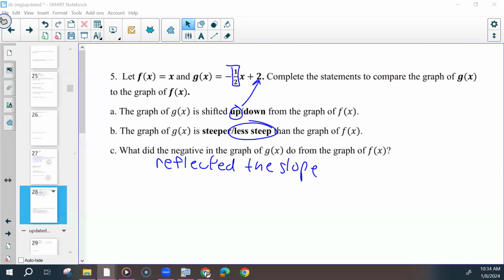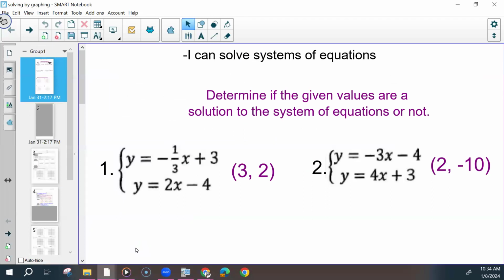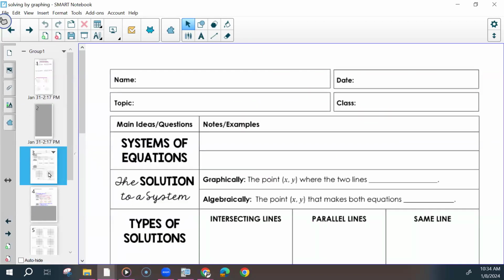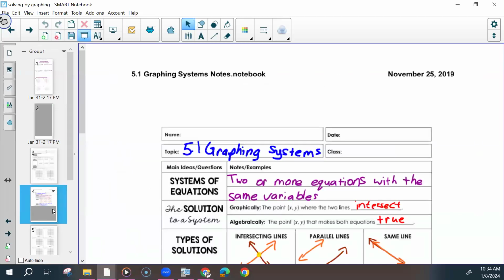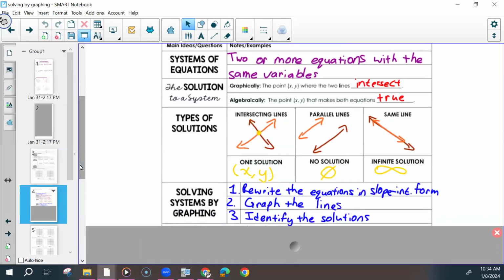We are doing more linear things. Today we're starting systems. So let's talk about some definitions. I'm going to have you write this down. Systems of equations are 2 or more equations with the same variables. So previously we were really just focusing on one equation, except for when we did translating equations. But now we will have 2.